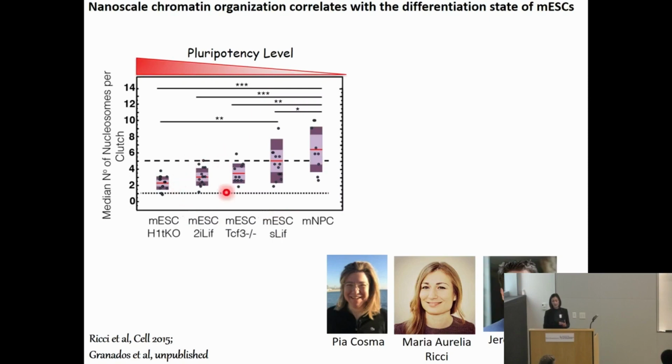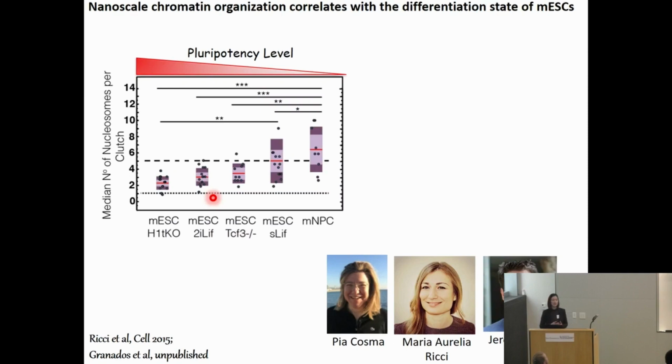And you can also take ES cells and treat them with retinoic acid to force them to differentiate into neuronal progenitor cells. So these cells have been ordered in order of decreasing pluripotency or increasing differentiation state. And again, you see that inverse correlation between clutch size and the level of pluripotency. The more highly pluripotent cells have smaller clutches.